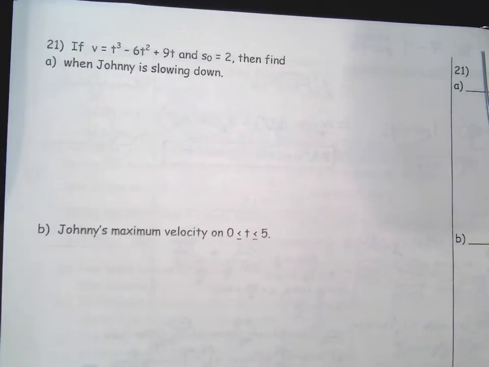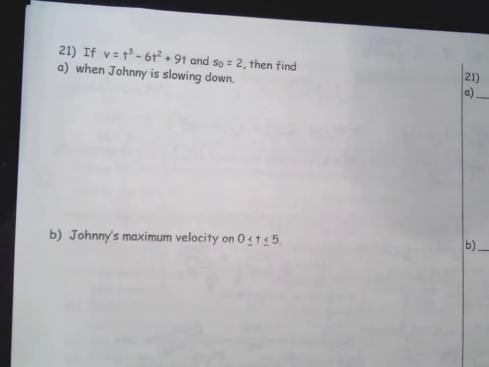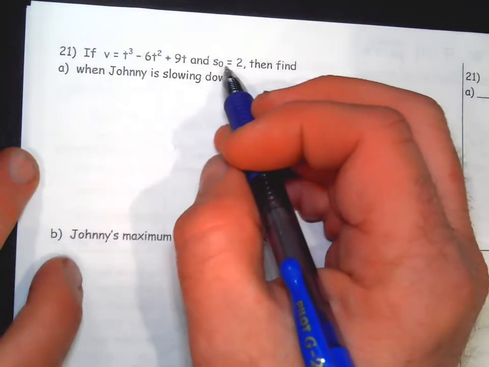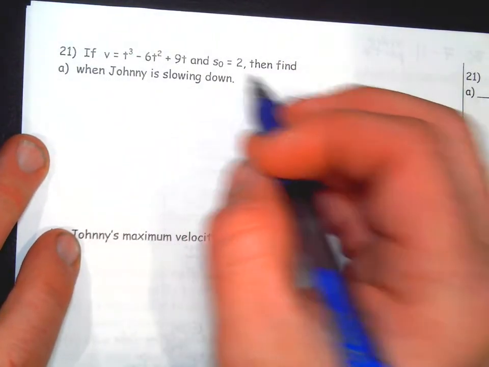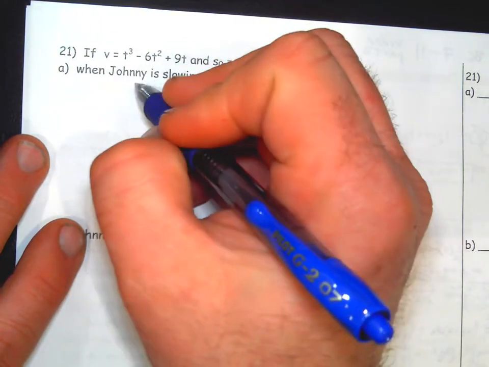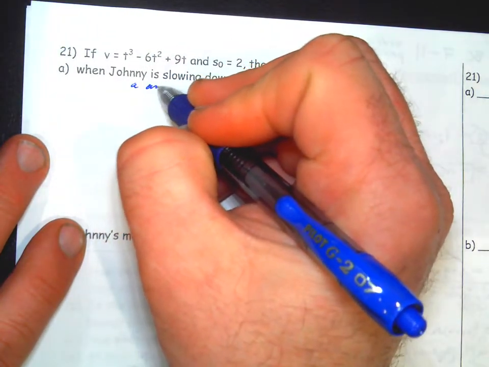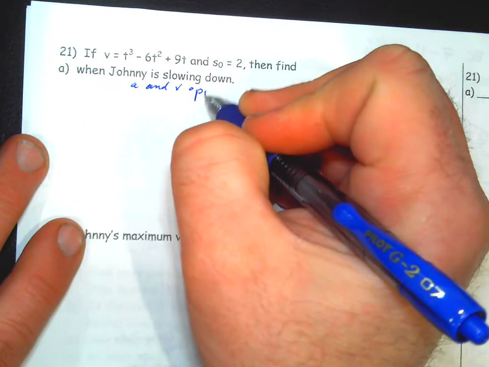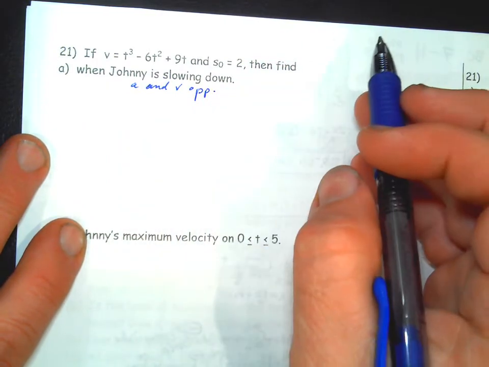Okay, last page. Some more motion stuff. This is velocity. Initial condition for position. When is Johnny slowing down? So that's when acceleration and velocity have opposite signs. So doing line checks for these would be good.